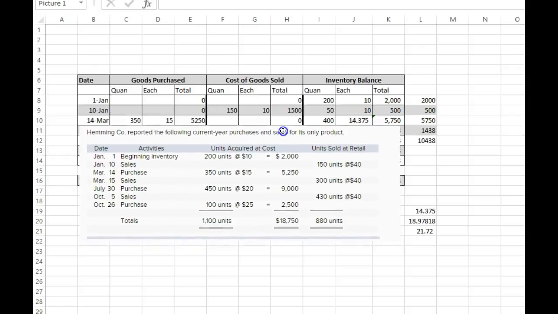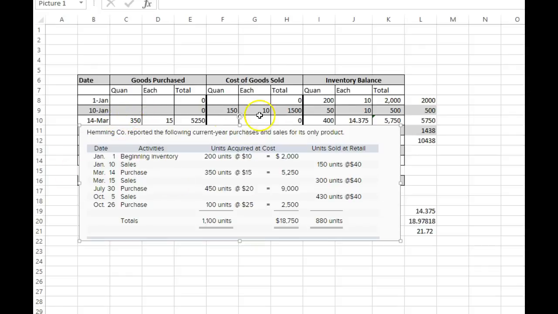On the 14th now, I purchased 350 at $15, and that was worth $5,250. This is where we kind of step back and take the deep breath. So since we're doing an average, we're going to throw this all together, and then we're going to divide it by the total. And let me show you what I mean.